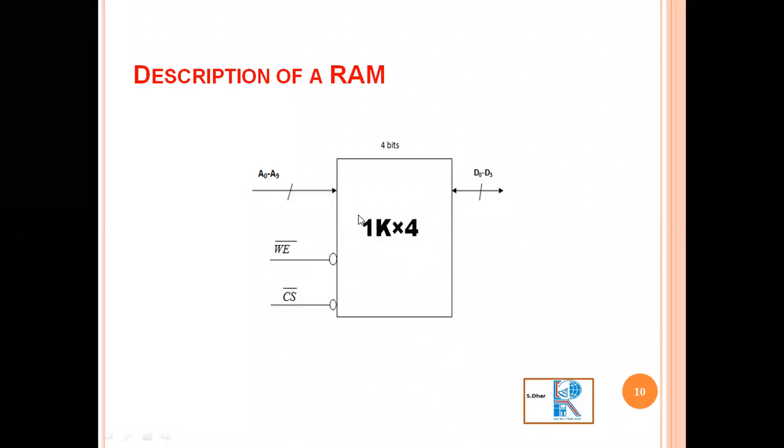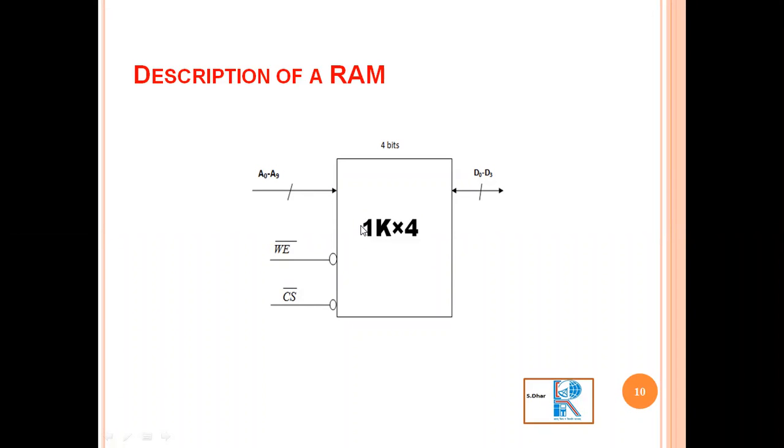That means if I specify one RAM and if I write 1K into 4, this left hand side 1K should be the number of addresses in the RAM. So here, what is the total number of addresses? Total number of addresses is 2 to the power 10. What is the number of address bits required for the RAM? 10 address bits are required. So see here, A0 to A9. What is the total number of address bits? 10. A0 to A9. Here it shows that this is the address of the RAM.